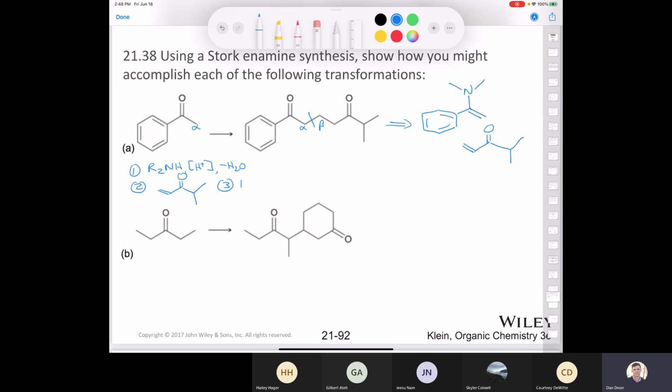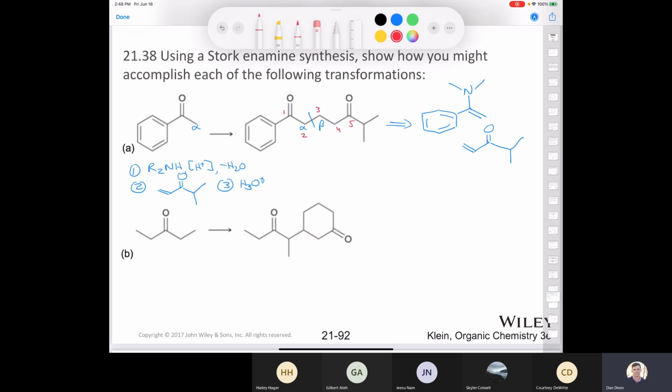And then in the third step, we're just going to treat it with aqueous acid, and that's going to blow everything apart to make our 1,5-dicarbonyl, right? Look, 1, 2, 3, 4, 5. So we end up with our 1,5-dicarbonyl.